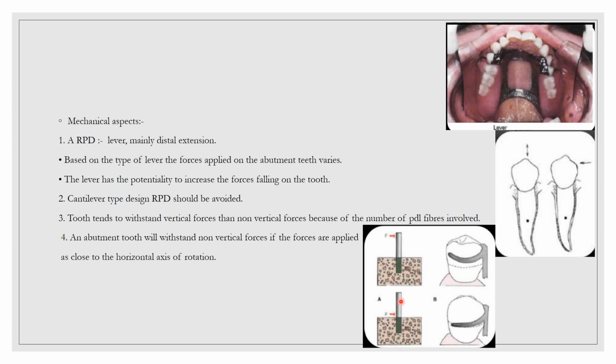If this is the force, you can see here's the force in picture A, and the tooth corresponding to the clasp is in picture B. You can see the fulcrum line, the height of contour, and where they have placed a clasp, above, below, or on it. It depends on where you want to put it. As close to the horizontal axis of rotation would be better.